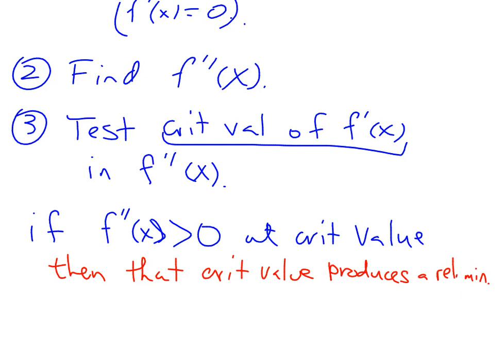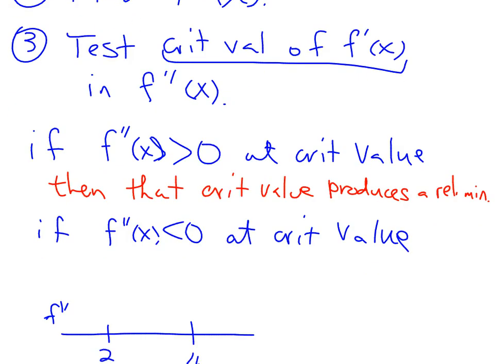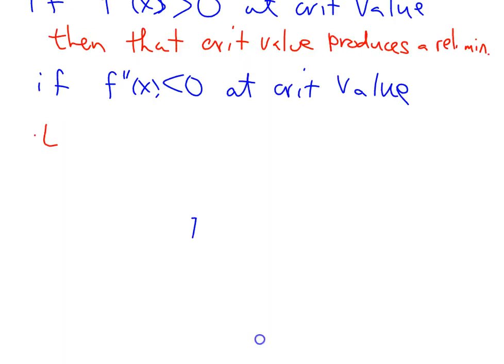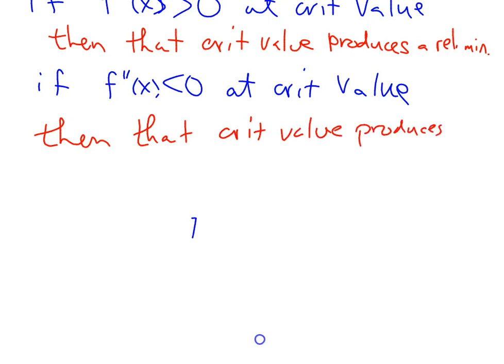If f double prime of x is less than 0 at the critical value, then that critical value produces a relative maximum turning point.